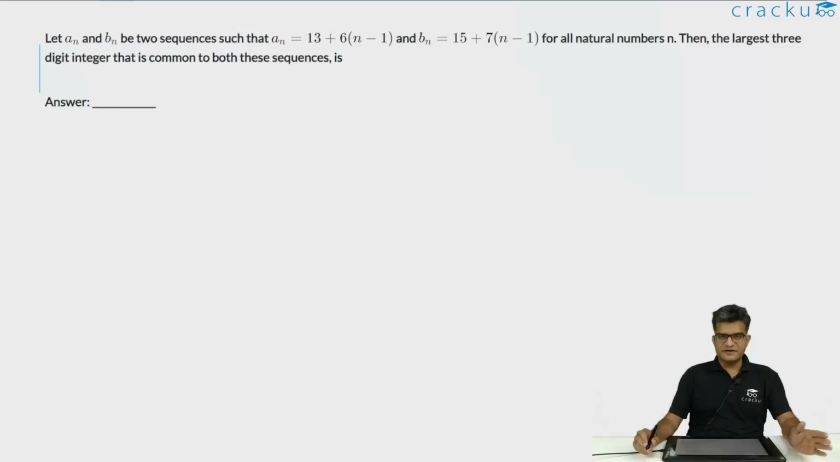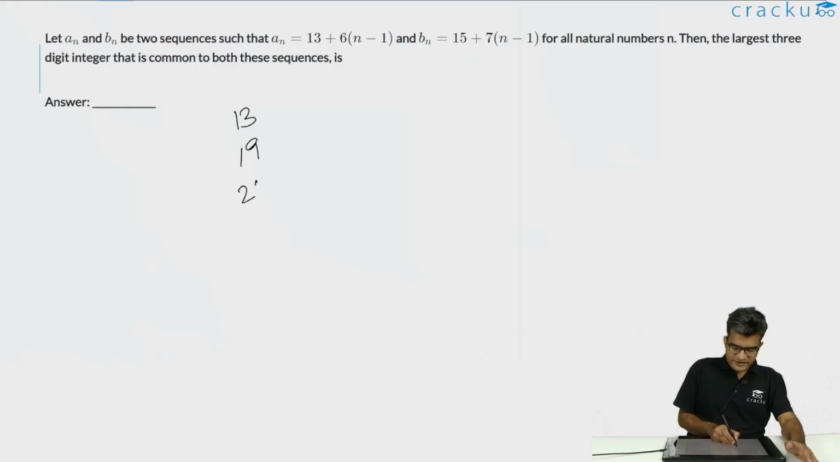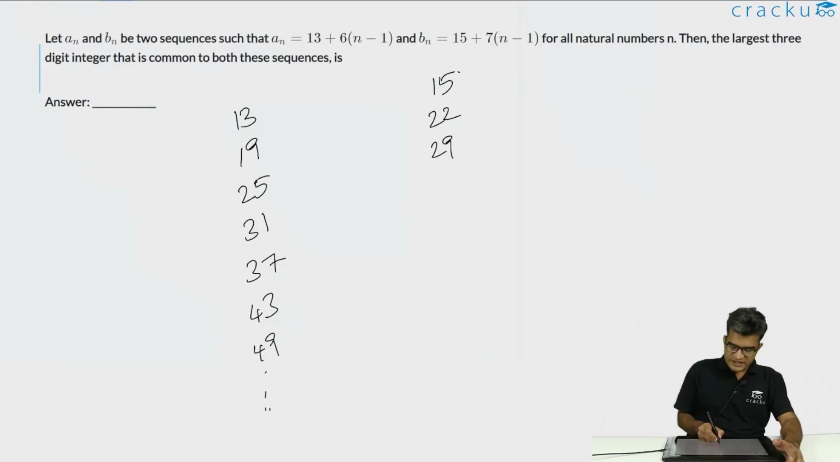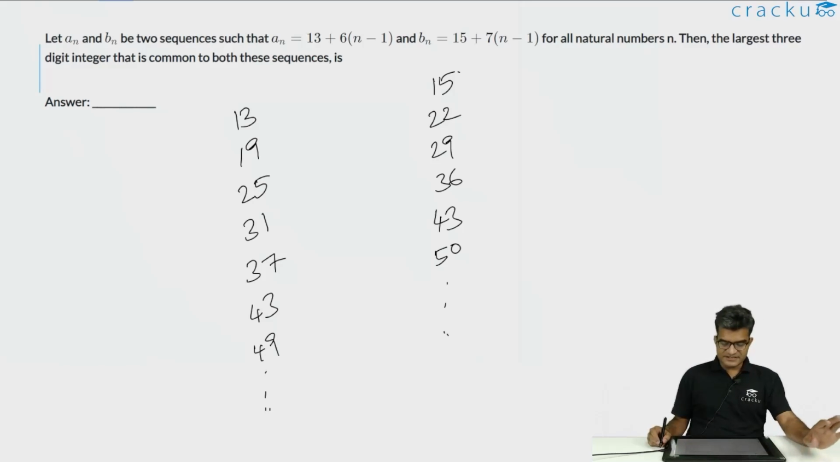In this question, we are given two sequences. One sequence is AN, which is 13, 19, 25, 31, 37, 43, 49, and so on. The other one, the first term is 15 and the common difference is 7. So it is 15, 22, 29, 36, 43, 50, and so on. We are required to calculate the largest 3-digit number which is common to both the sequences.